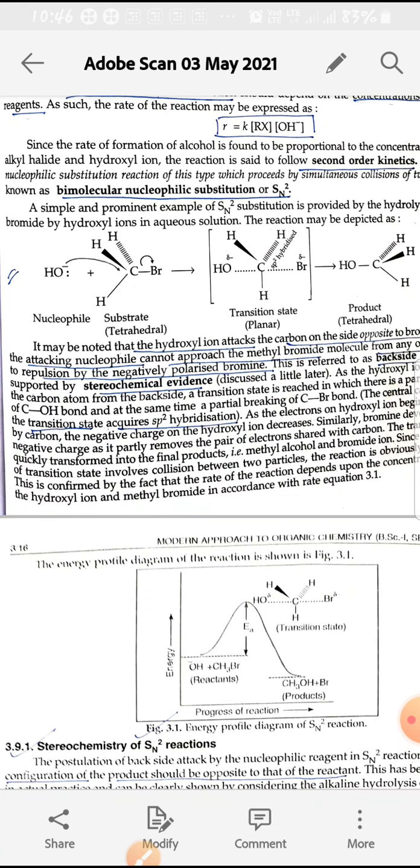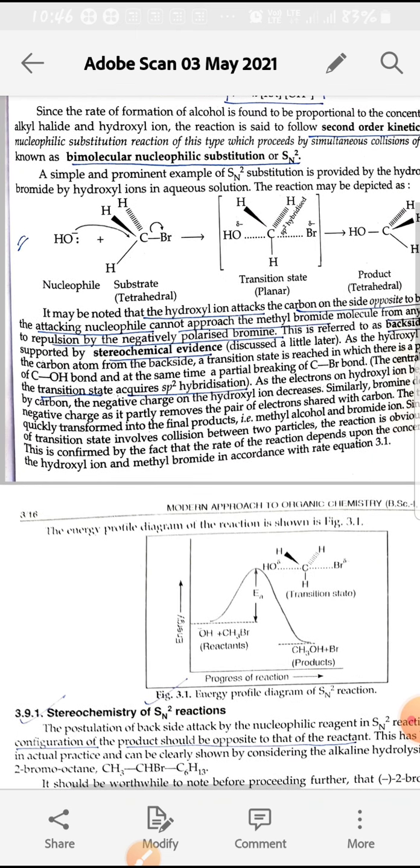Here, OH negative will attack from the back side, because on the front side there will be repulsion from the C-Br bond, that is, Br having delta negative charge. So there will be repulsion between the negatively charged species, OH negative and Br negative. So there will be attack of OH negative from the back side, and formation of the transition state.